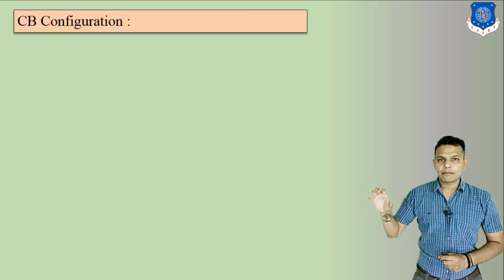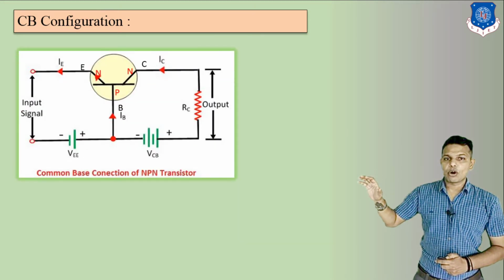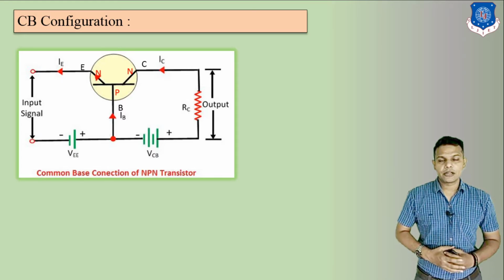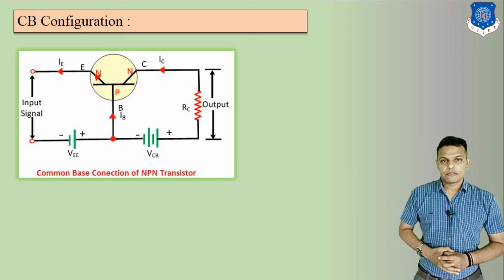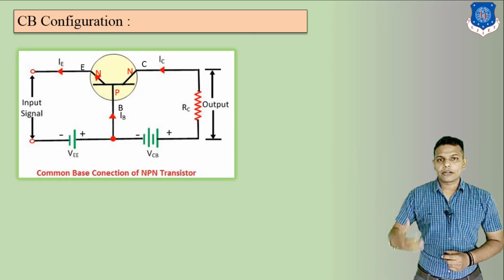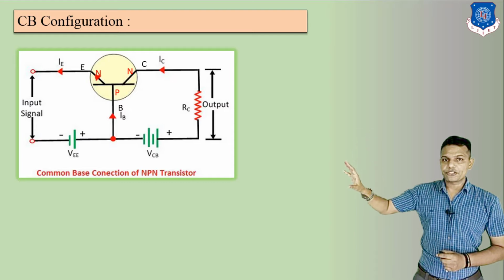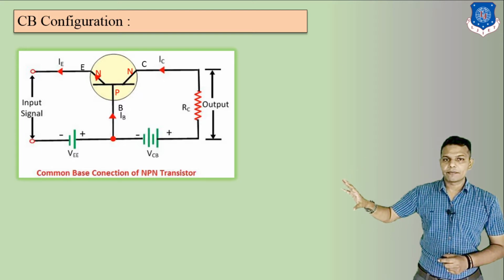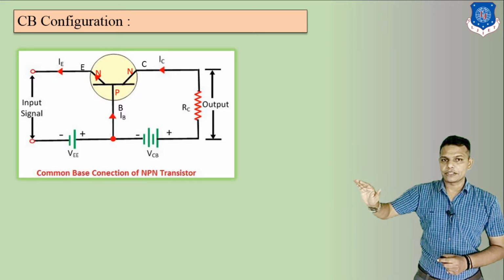Here we can see the common base configuration, also known as a transistor configuration. This is the circuit diagram of the CB configuration. As per its name, common base configuration, we have to ground or make common the base terminal in this circuit diagram. When we make the base terminal common, the emitter and collector are free for input or output. In this circuit diagram, the emitter terminal is used for the input side and the collector terminal is used as the output. The base terminal is common, the emitter terminal is connected to the input and the collector terminal is connected with the output.